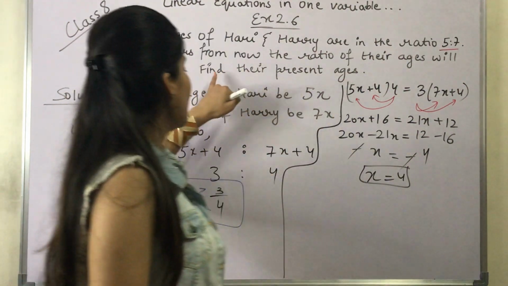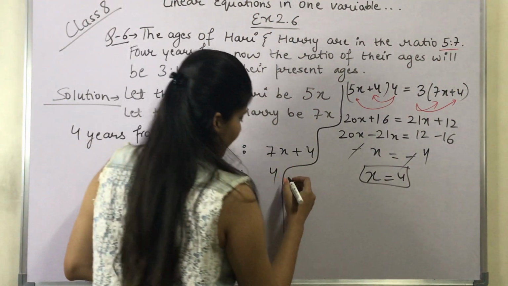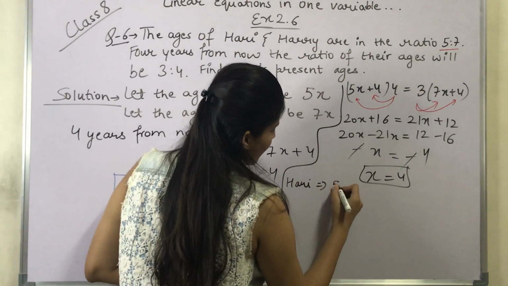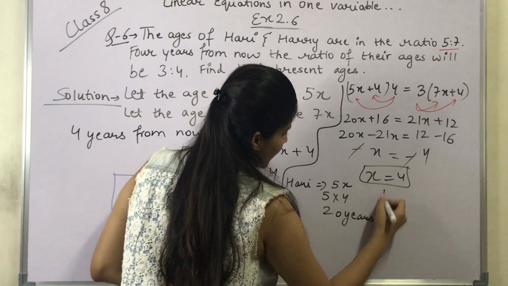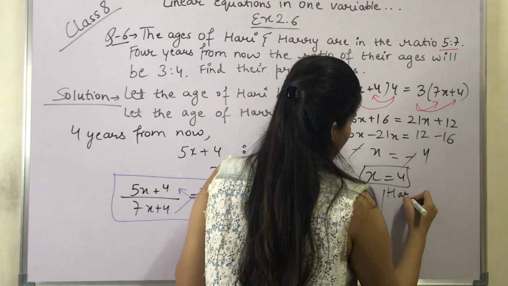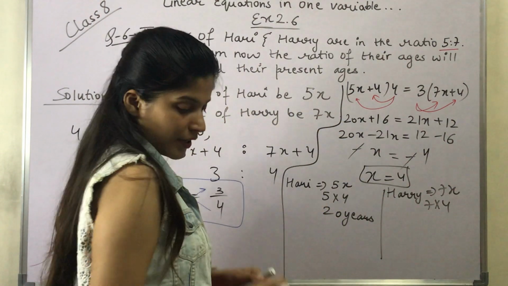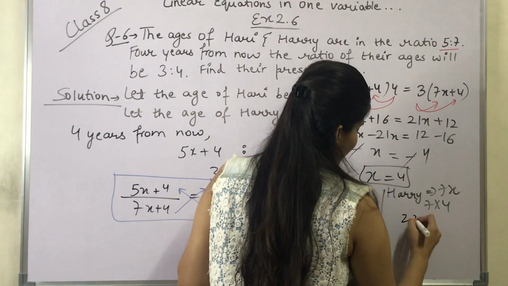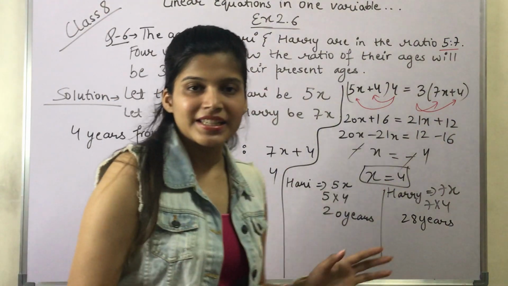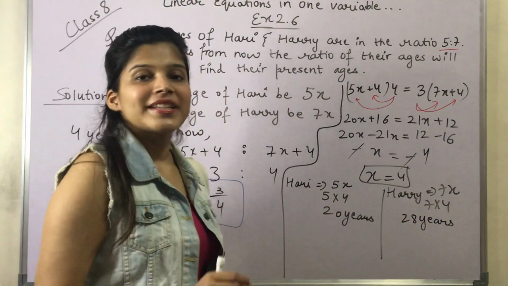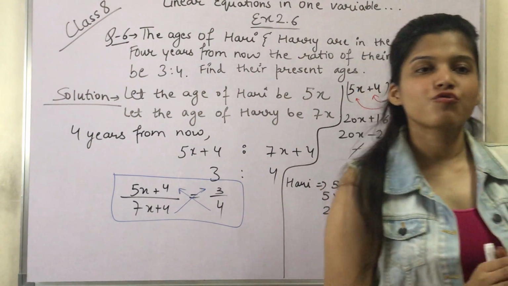And what did we have to find? We had to find their present ages, and the present age of Hari is 5x. So Hari is 5 into 4, so 20 years. Similarly, Harry is 7x, so 7 into 4, and 7 into 4 is 28 years. It means the present age of Hari is 20 years and the present age of Harry is 28 years. Okay, so this was our question number 6 of exercise 2.6.